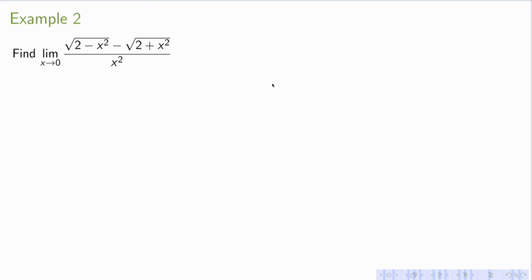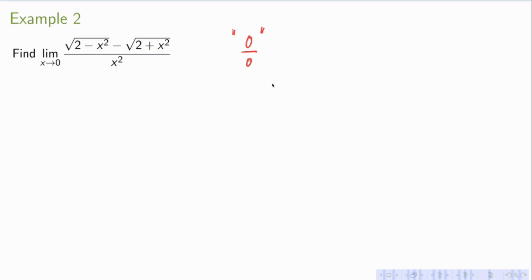Now here's a more interesting example. So we look at the limit as x goes to 0 of root of 2 minus x squared minus root of 2 plus x squared, divided by x squared. If in your mind you substitute x equal to 0, then in the numerator you get root 2 minus root 2, which is 0. And in the denominator you get also 0. Okay, so this is of the form 0 divided by 0. And this is always a little bit hairy, right? So we cannot just divide by 0.